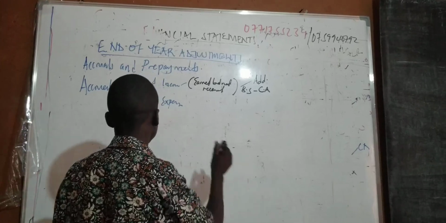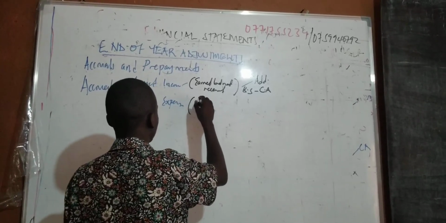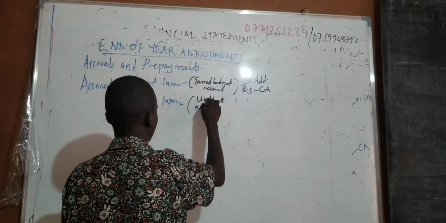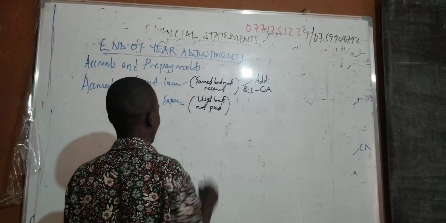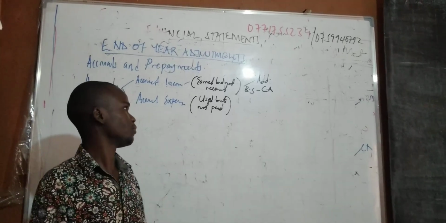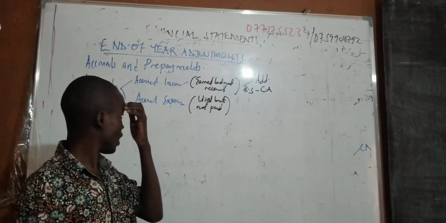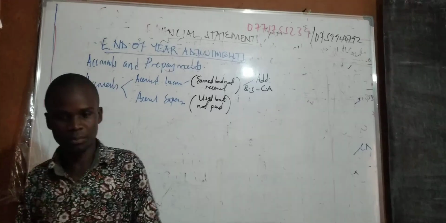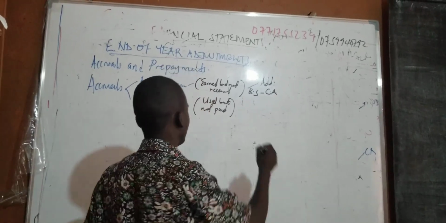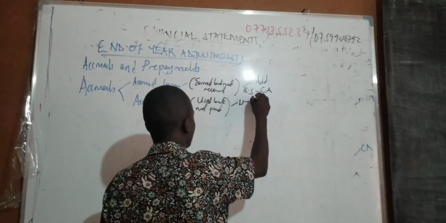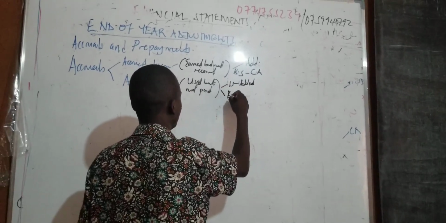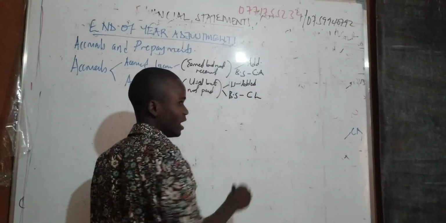Then accrued expenses are expenses that are used but not paid. For example, rent. If I say rent accrued, meaning I've slept in a landlord's house for some good months, but I've not yet paid. And this one is also added in the income statement to the corresponding expenses at the end of the year, and in the balance sheet, it is a current liability.